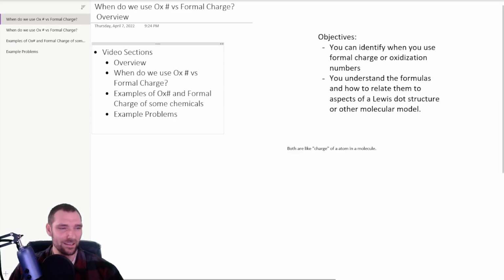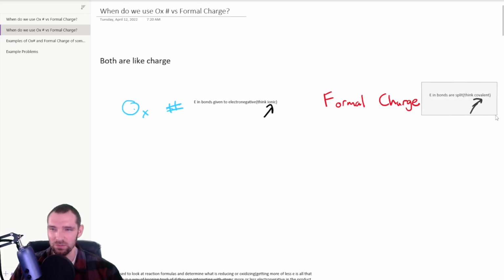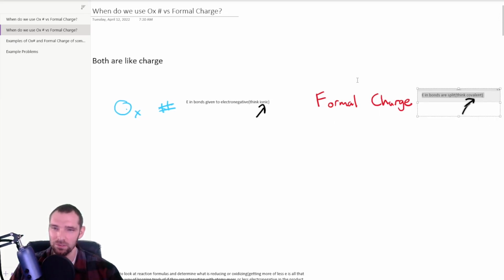Okay? The main idea is that they're both like charges of an atom, kind of. When we're looking at oxidization numbers, you're really thinking kind of like ionically. And when you're thinking about formal charge, you're kind of thinking covalently. So, what I mean by that is electrons are split evenly when we're looking at formal charge, and they're just given to the most electronegative atom when we're doing oxidization numbers.